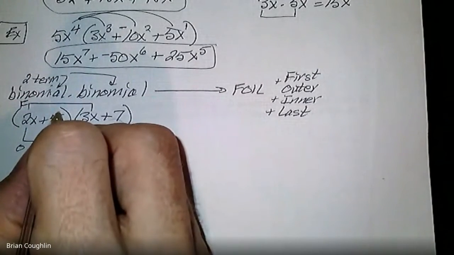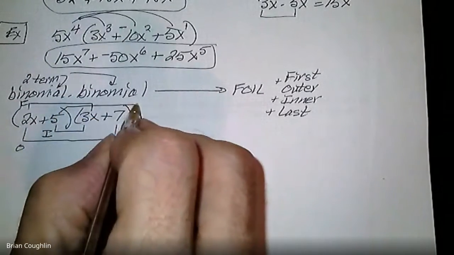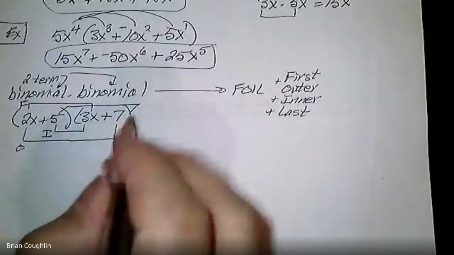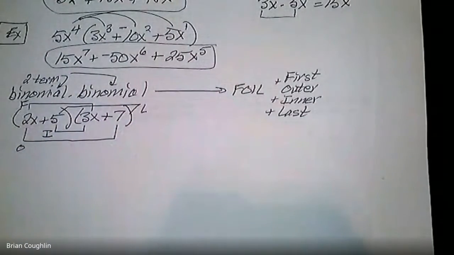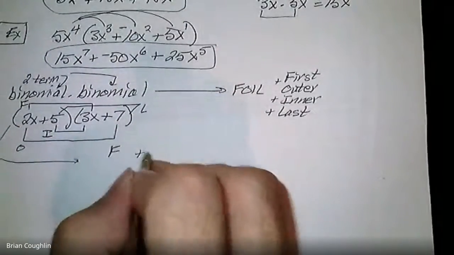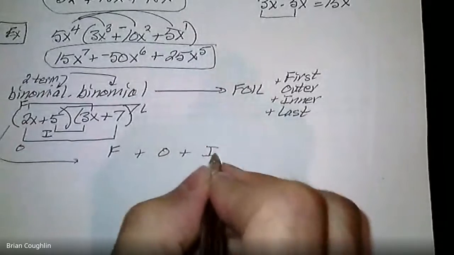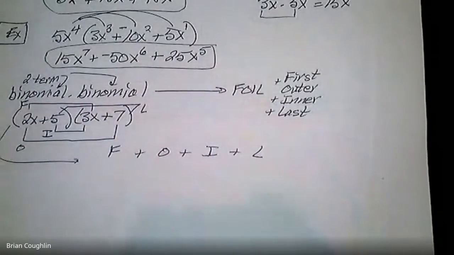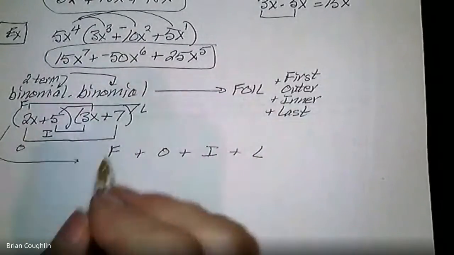And then last, I have to squish it here. That means the last from each, the 5 and the 7. So I'm going to put that last. So what does this look like? Let's try it. It's going to be first plus outer plus inner plus last. That's how you do this. So you remember FOIL. That's how you remember the order.